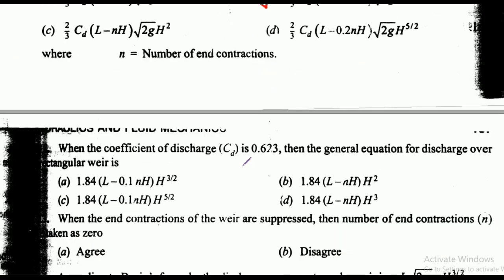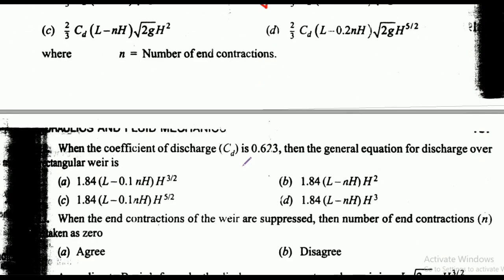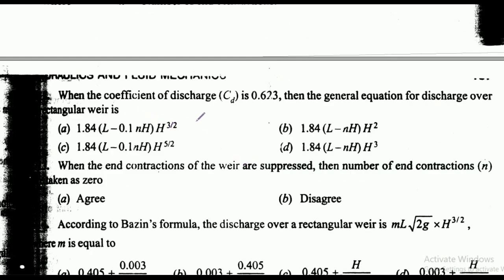Okay, next is question number 212. When the coefficient of discharge Cd is 0.623, then the general equation for discharge over a rectangular weir is. Here friends, these are the options, and here the correct answer is option A, that is 1.84 into bracket L minus 0.1 n H bracket closed into H raised to 3 by 2.